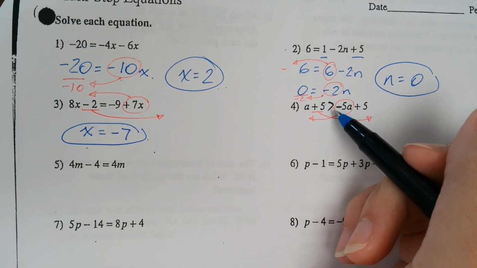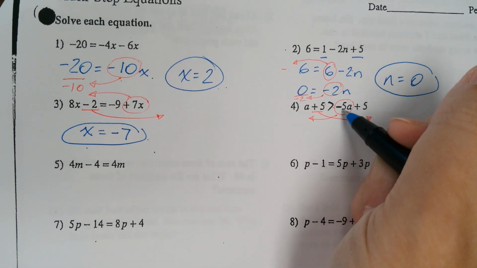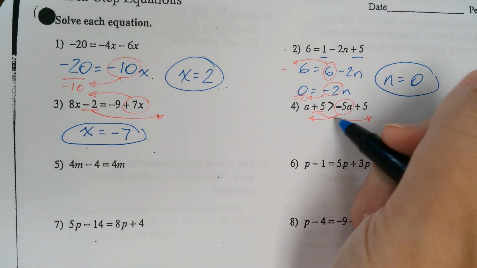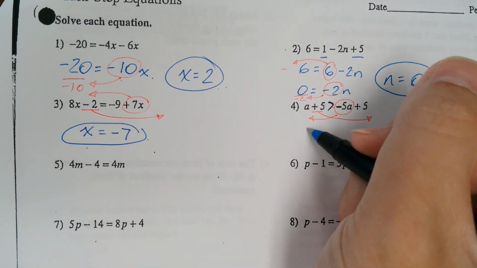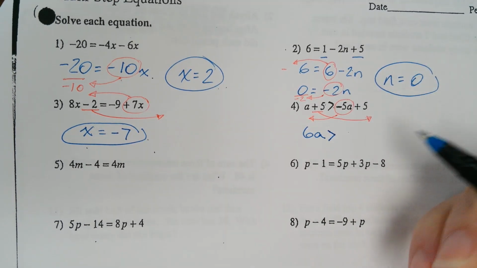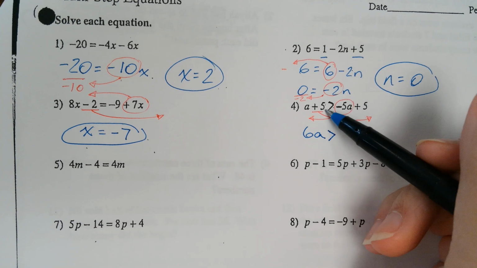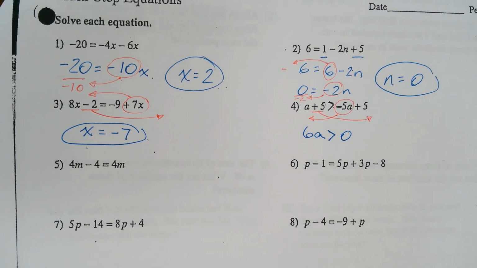I change the sign only when I'm multiplying or dividing by a negative. So even though I'm moving that negative 5a, I don't change the direction. So this is just plus 5a, which is 6a. I still have it as greater than. And then 5 minus 5, 0.